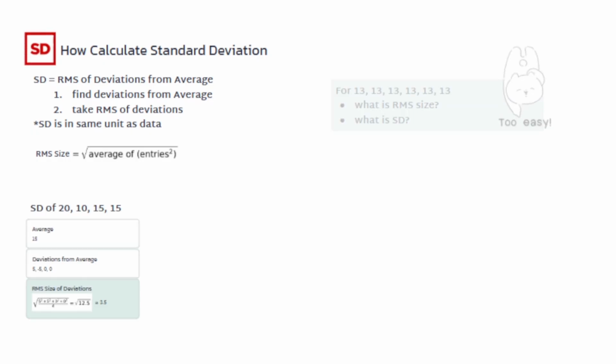Another example, let's look at these numbers, 20, 10, 15, 15. So the first step, if we want to do the standard deviation, we first need to find out the deviations, right? So what are the deviations? To find the deviations, we need to figure out the average first. If you do the math, the average is 15.